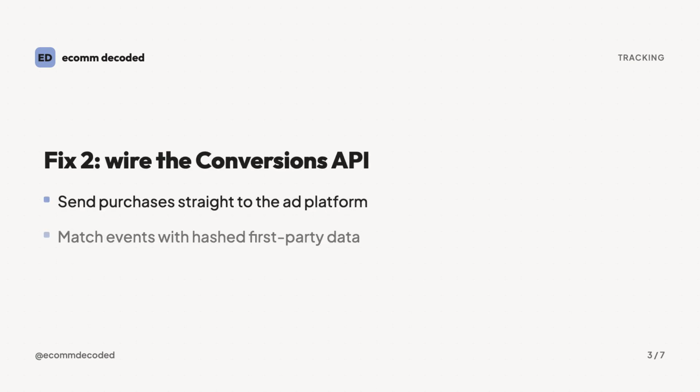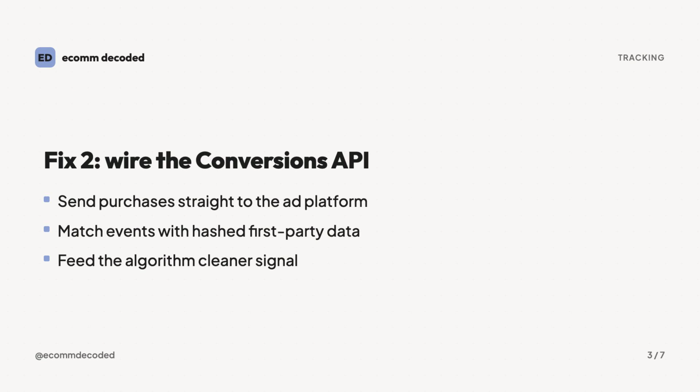The second fix is the Conversions API. Instead of relying on a pixel in the browser to tell Meta or Google a sale happened, your server sends that event directly to the ad platform. You match it using hashed first-party data like email and order details, so the platform can credit the right campaign even when the pixel failed.